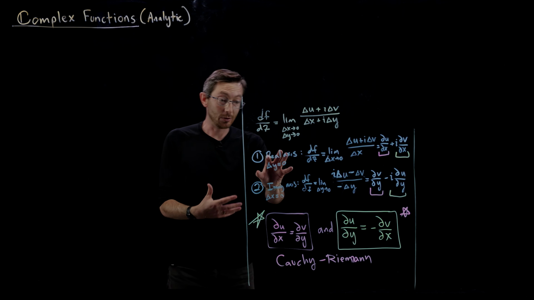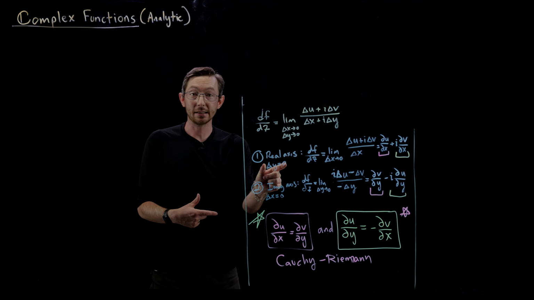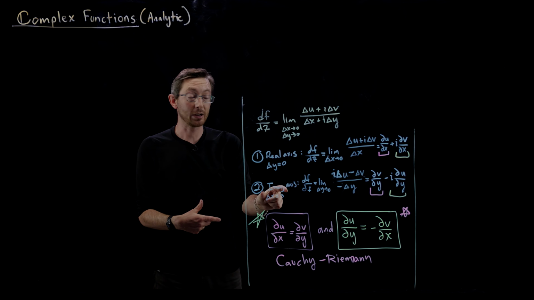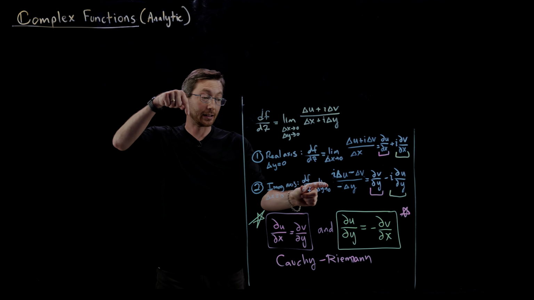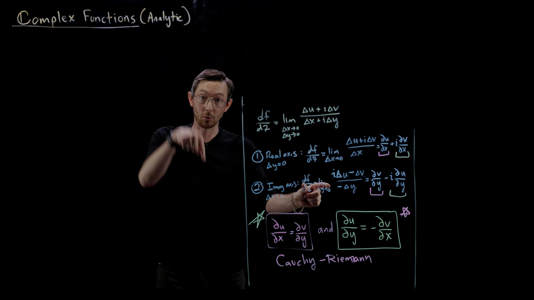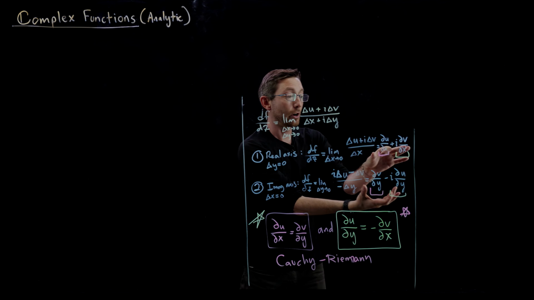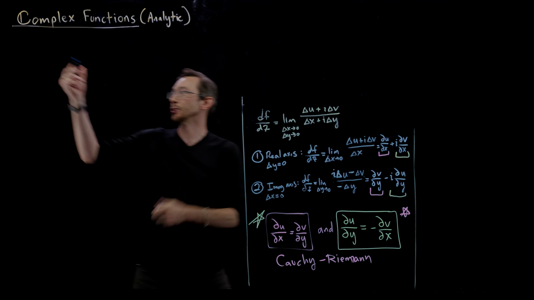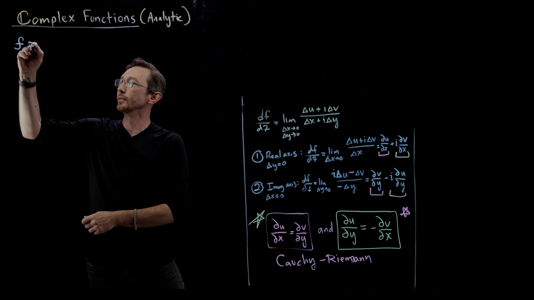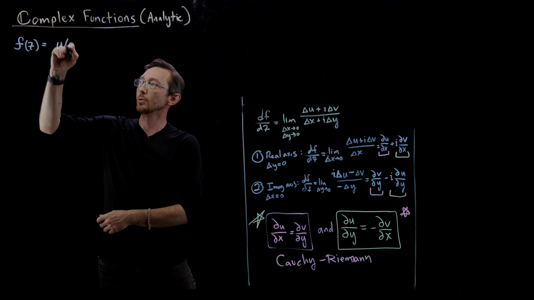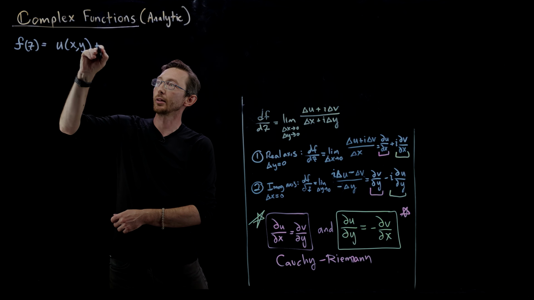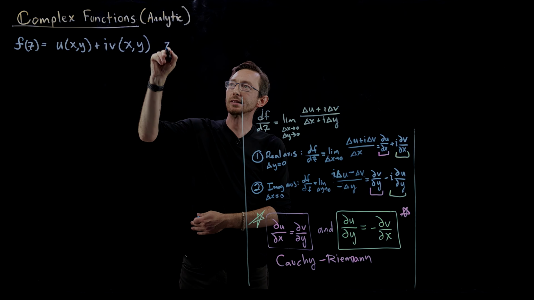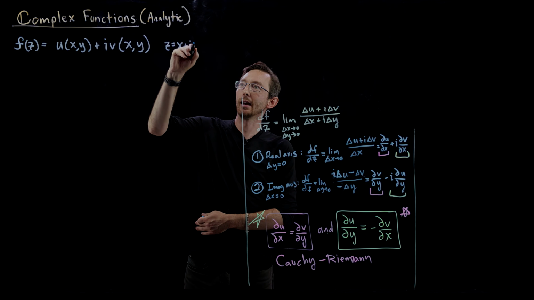And so we actually computed what the derivative is if I freeze delta y equals 0 and take the limit as delta x goes to 0, or if I freeze delta x equals 0 and I take the limit in the imaginary axis as delta y goes to 0. And those are two different expressions in terms of a complex function. Let's say f of z equals u of x,y plus i v of x,y. Remember, z equals x plus iy.